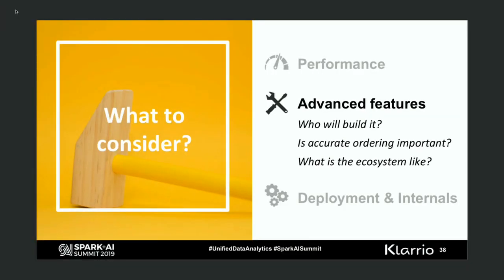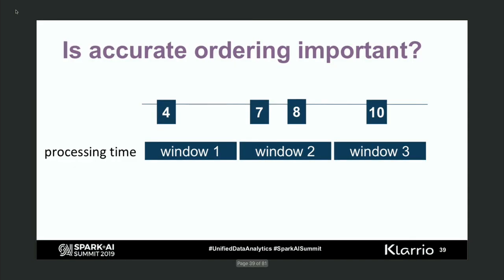Let's go over to the second question, which is: is accurate ordering important? This is where it gets quite critical for many use cases. There are different ways of handling a stream and using time as a characteristic of the stream.